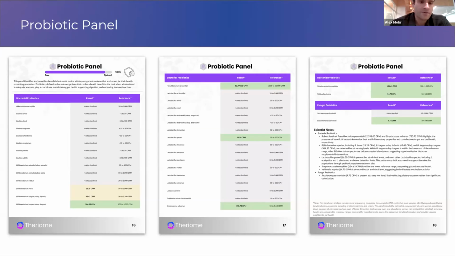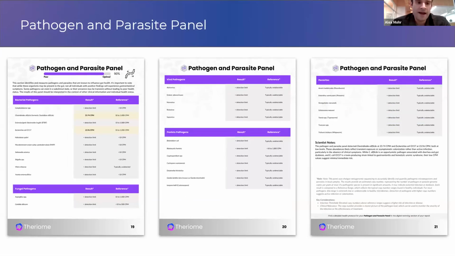So this is important when we're going to inform probiotic therapy, if that's warranted, and then also to see over time if we're actually seeing these probiotics effectively work in the entire ecosystem. A really important confirmatory rather than just taking random probiotics. In a similar vein, we also have a pathogen and parasite panel. So this section identifies and measures different pathogens, as well as parasites that are known to influence gut health.